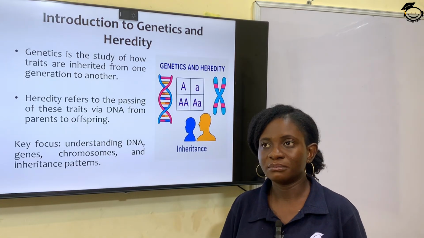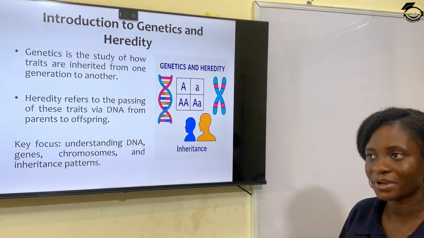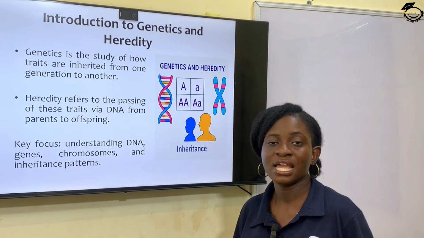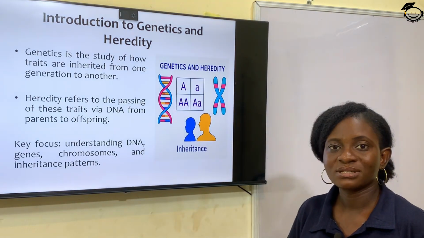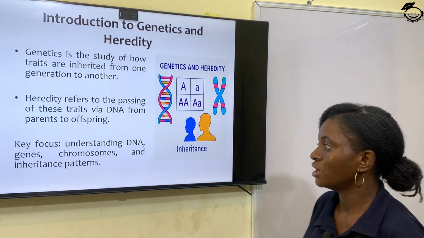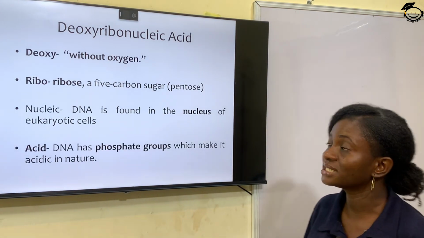So these traits are passed from parent to offspring. For example, maybe a parent has full hair, so that particular trait can also be expressed in the offspring. In the next slide, we'll be looking at DNA.